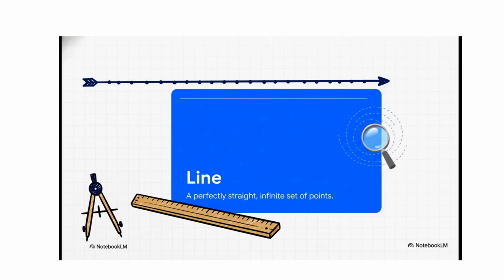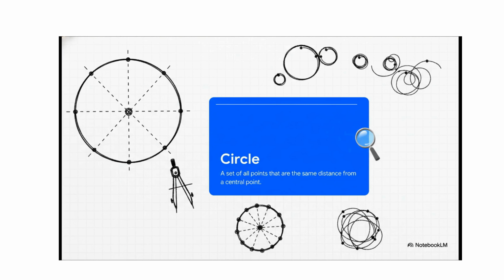From points, we get the line. And again, it's not just the line we draw with a pencil. It's the idea of a perfectly straight path that just goes on forever and ever in both directions. And our third and final concept is the circle.